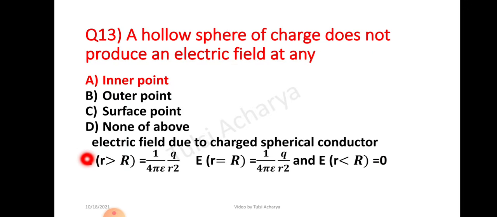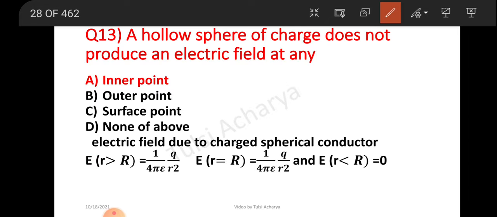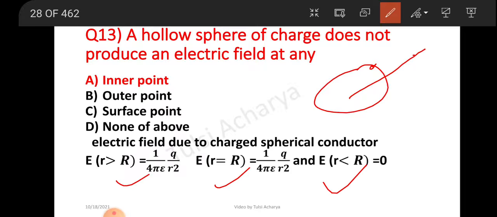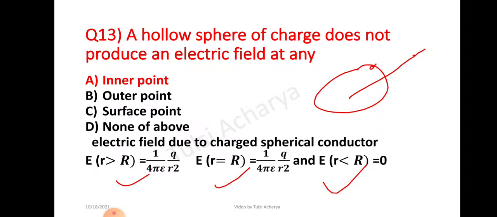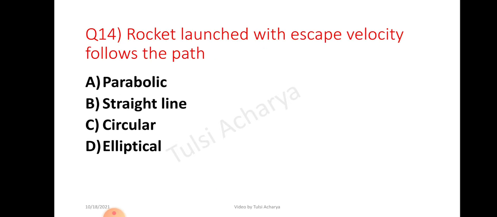If you see the expression, if this is a hollow sphere and a point outside the surface, its electric field will be this, and on the surface its electric field will be this, and inside it will be 0. So option choice A is the correct one for question number 13. Now let's move to question number 14.